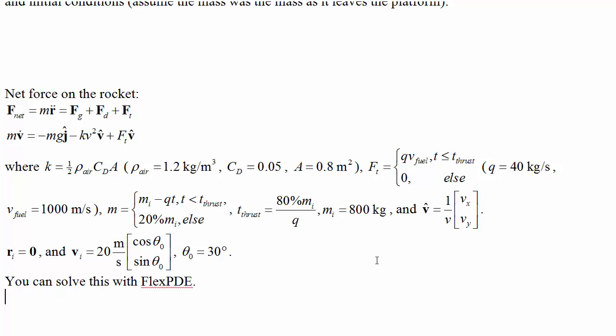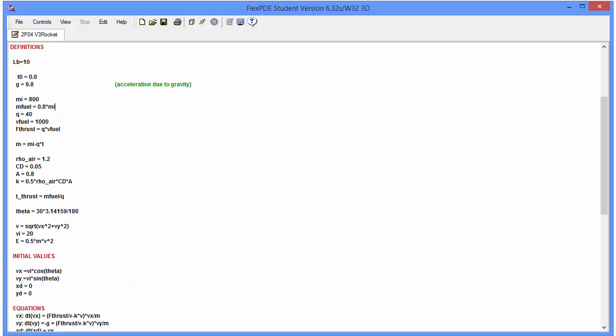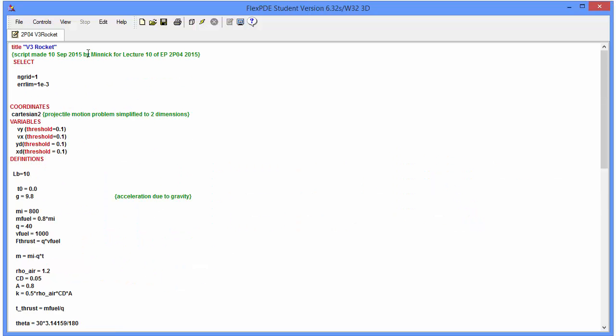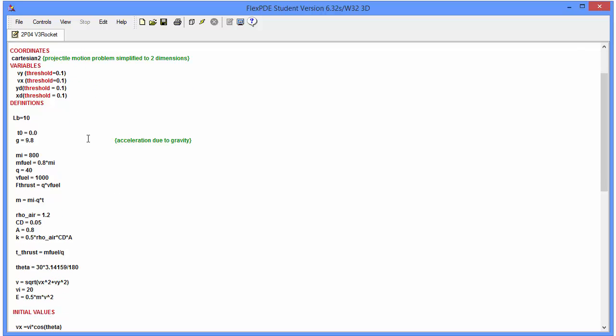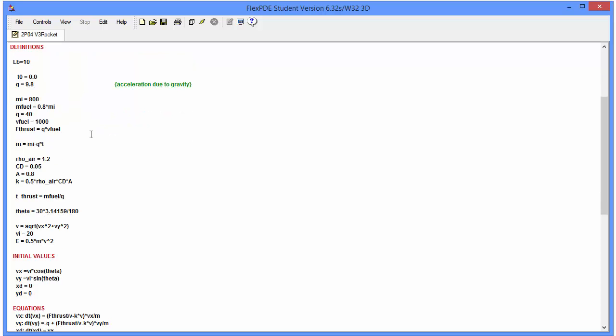You can solve this with FlexPDE. So here's an example of that. This is the V3 rocket script. And we need to set up the variables as the velocity and the positions in x, y. Since we only need 4 variables this time, we can solve all 4 of them at once. Substitute in a lot of your definitions here in the definition section.